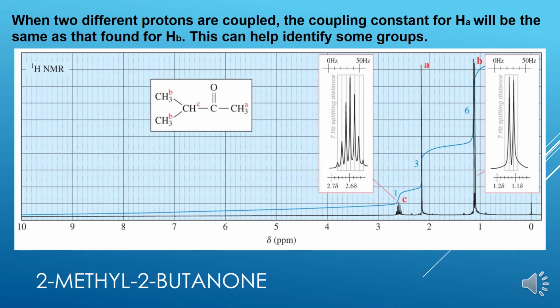Remember, in this 2-methyl 2-butanone NMR spectra, there are three different environmental protons, labeled A, B, and C. Here C is coupled with B. C is not coupled with A, and A is also not coupled with B, because they are four sigma bonds away. So only B and C are coupled to each other. Therefore, the coupling constant for B and C is the same, approximately 7 hertz splitting distance.